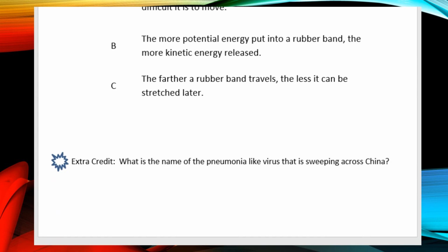Extra credit. What is the name of the pneumonia-like virus that is sweeping across China?